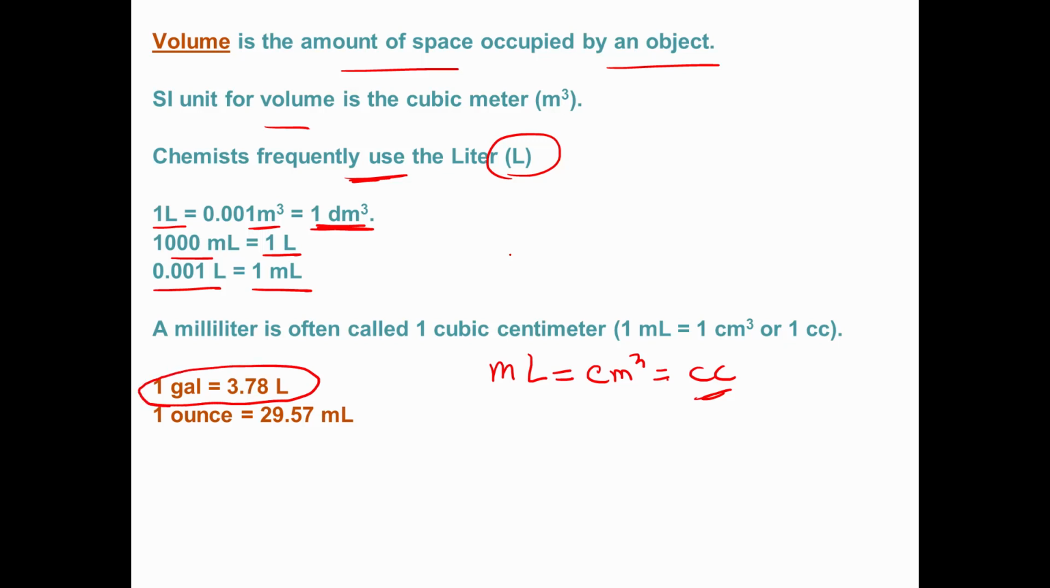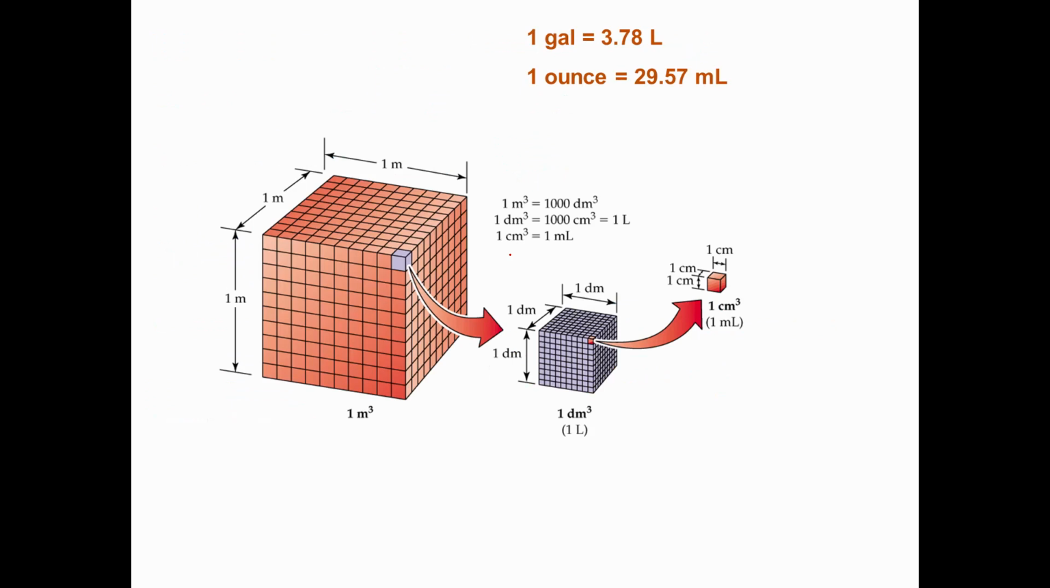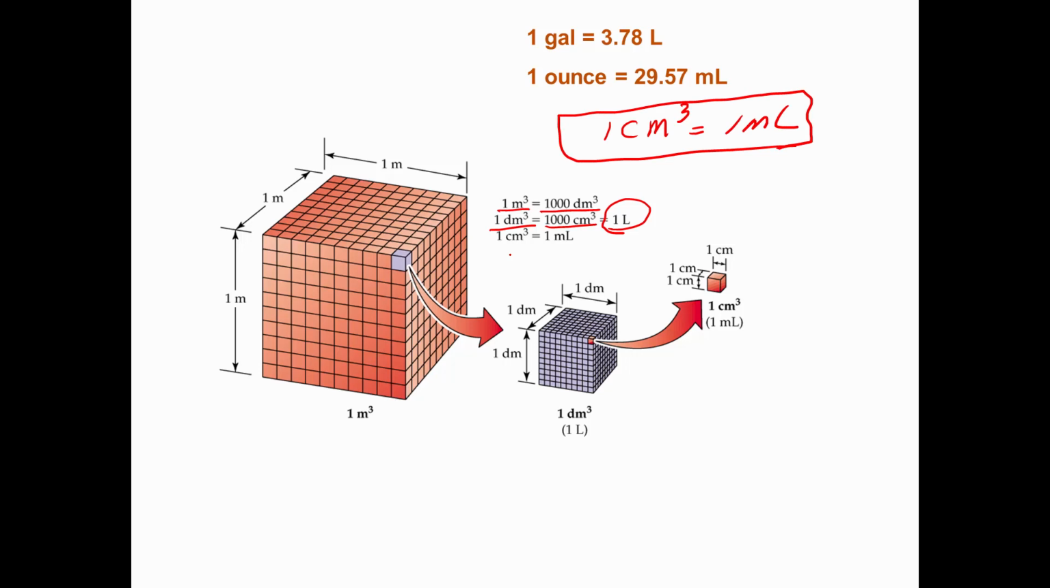One good conversion from metric to our system is 1 gallon is 3.8 or 3.78 liters. This is a nice little drawing from your book, and this shows a cube that has 1 meter sides, and you divide this cube into 1,000 parts, and we can see that a cubic meter is 1,000 cubic decimeters, and 1 cubic decimeter is equal to 1 liter. So this is a very useful conversion right here. Make sure you know that.